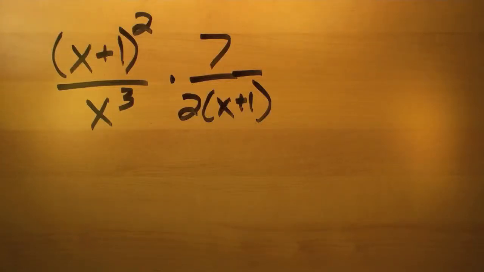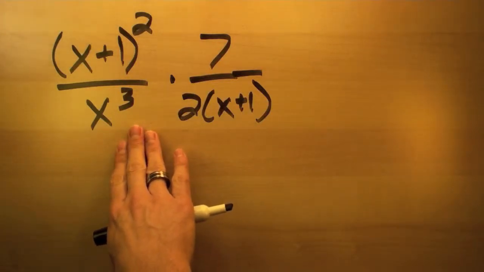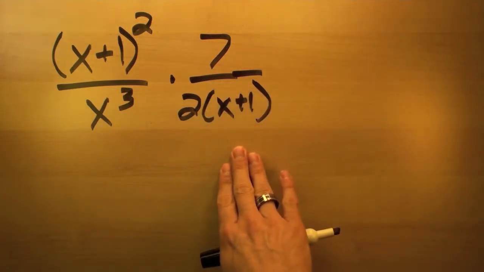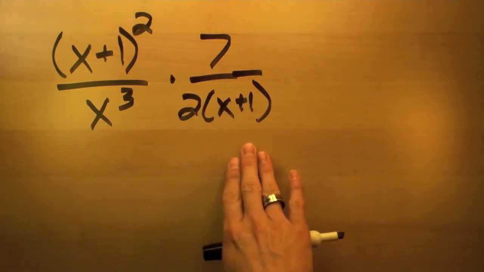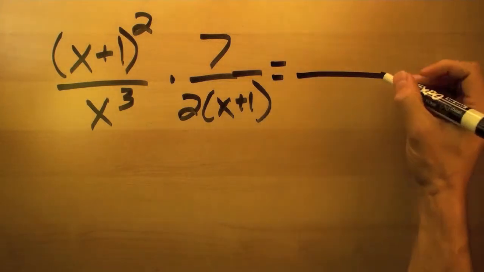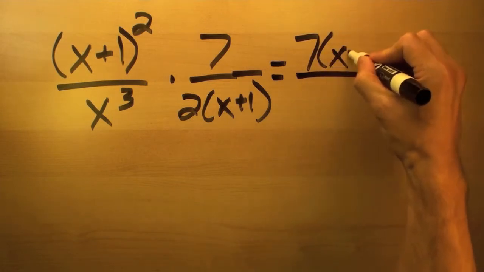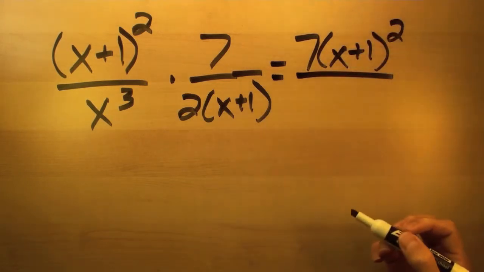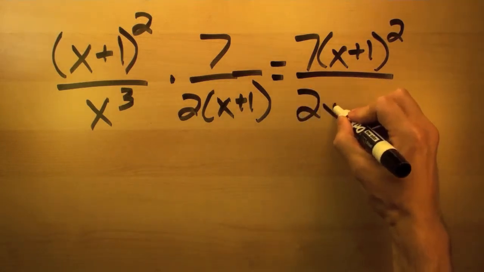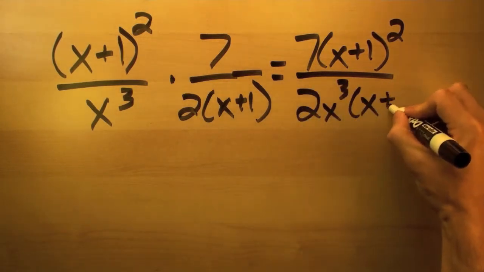Let's consider another problem. (x + 1)^2 over x^3 times 7 over 2(x + 1). So when we want to multiply these fractions, we just multiply straight across, giving us 7 times (x + 1)^2. And when we multiply across the bottom, we get 2x^3 times (x + 1).